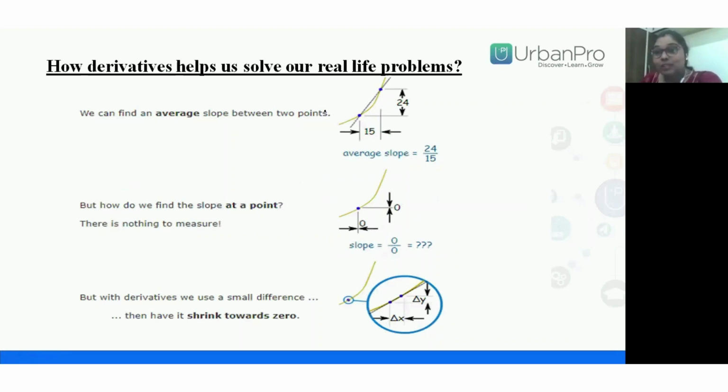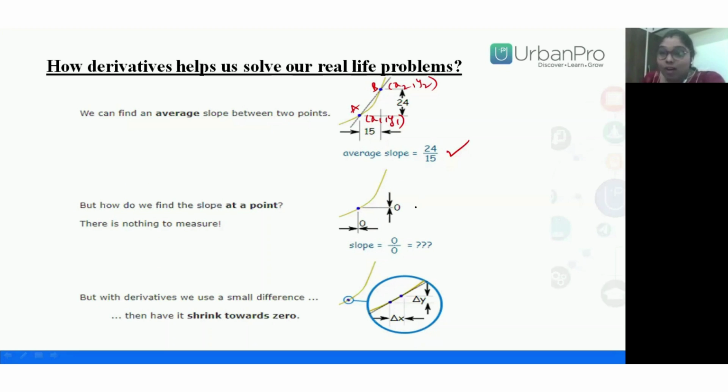So how do derivatives help us solve our real life problems? So I told you, if you want to know at a particular instant, we use derivative. Let's see how it can be used. See, if you have 2 points A and B, it is very easy for you to find the slope, because here you have x2 comma y2, and here you have x1 comma y1. So it's so simple, y2 minus y1 by x2 minus x1, and you can get the slope 24 by 15 or whatever.